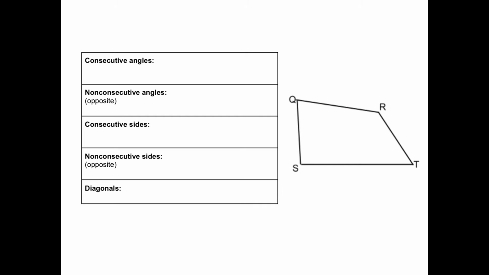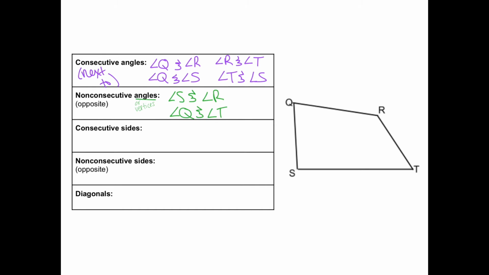There are certain pieces to quadrilaterals, so let's identify what consecutive angles, non-consecutive angles, consecutive sides, non-consecutive sides, and diagonals are. Using the quadrilateral QRTS as an example, the consecutive angles are the angles that are next to each other. Q and R would be consecutive, R and T, T and S, and angle Q and S would be the ones next to each other. Those are consecutive, and they are paired like that.